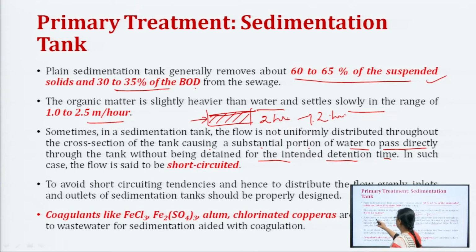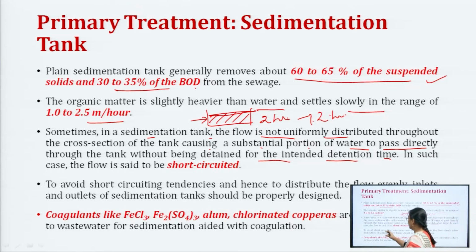So, let us read again. In a sedimentation tank, the flow is not uniformly distributed, right. Some may stay for a longer time than 2 hours, and some may stay for a lesser time throughout the cross section of the tank, causing a substantial portion of the water to pass directly through the tank without being detained for the intended detention period. In such a case, the flow is said to be short circuited.